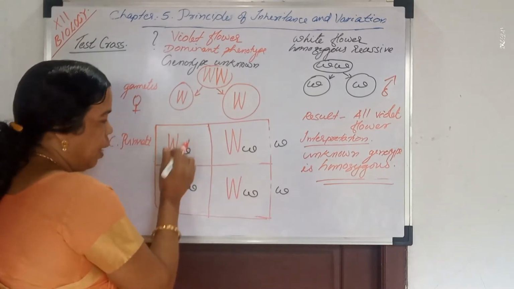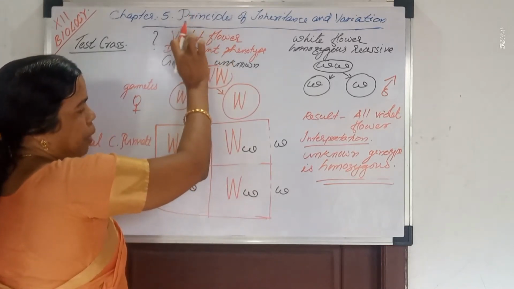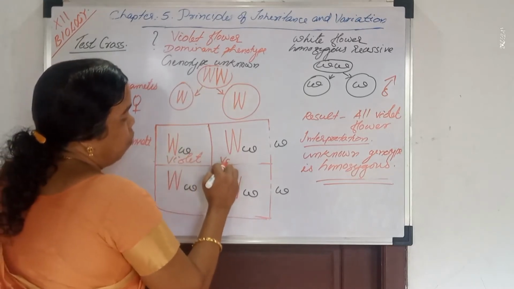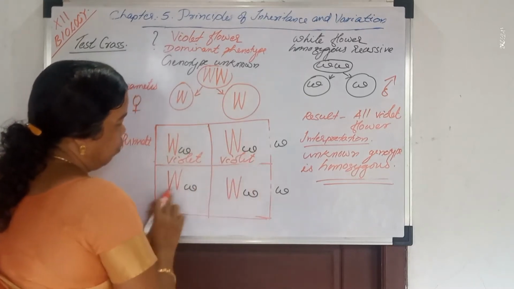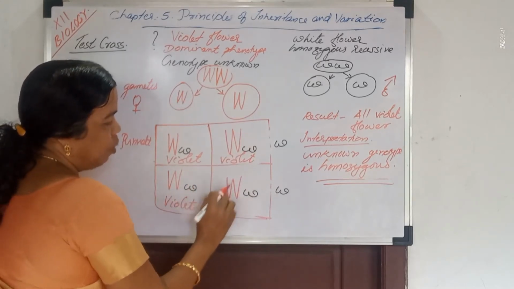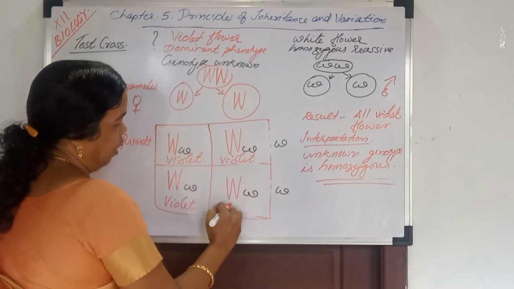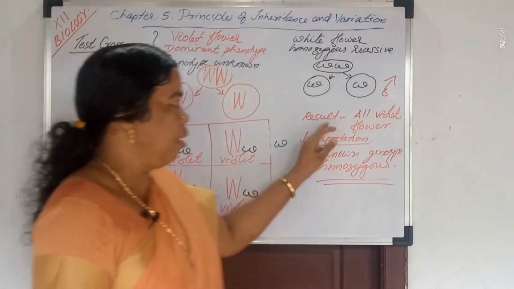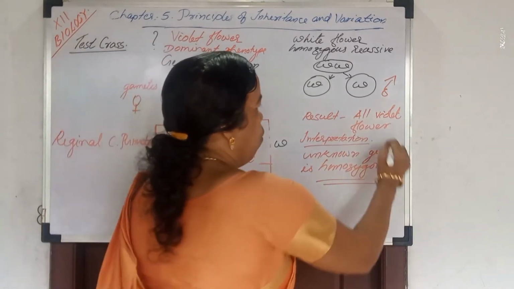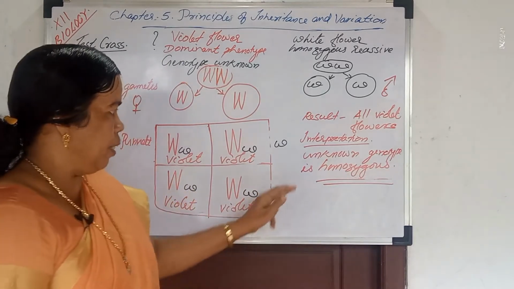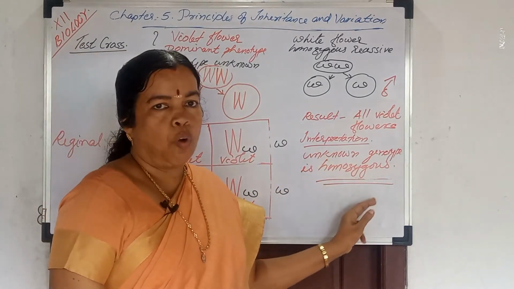This one, dominant allele, capital W. So like the parent, it is violet. Here also violet. Here also heterozygous violet. Here also capital W dominates, so it is violet. So what is the result here? Here we get the result, all violet flowers. So the interpretation, what is the conclusion here? Unknown genotype is homozygous.